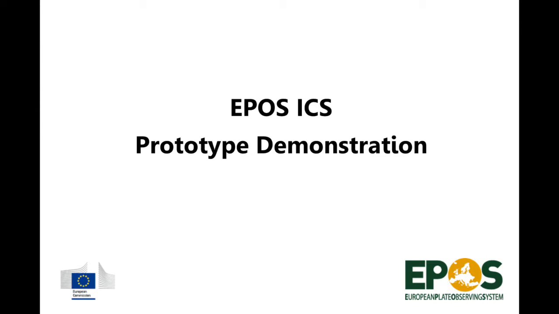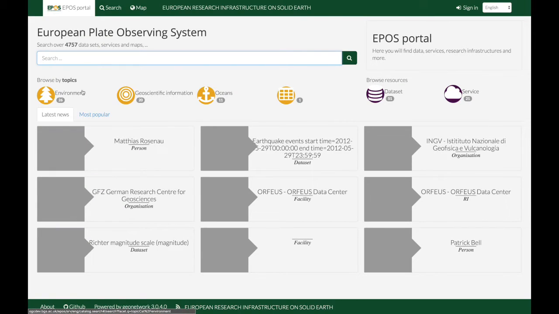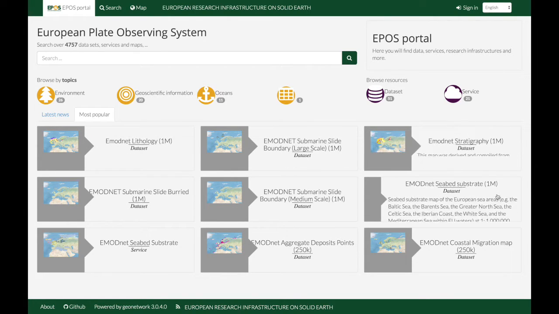This is the EPOS ICT prototype demonstration. It's a data discovery platform that allows you to find all the datasets and services, people and infrastructure within the EPOS system. You can see the latest and most popular datasets.